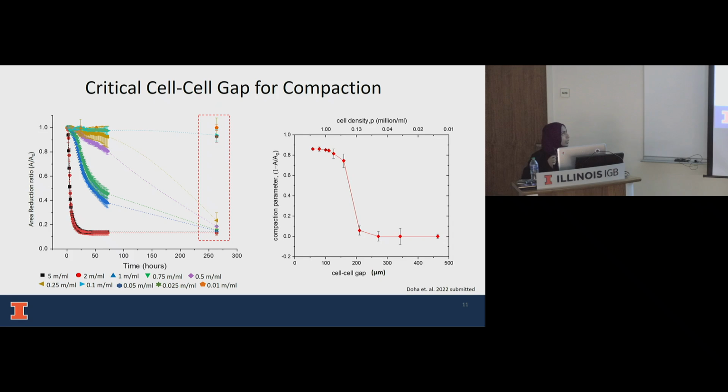And we plot this as a function of cell-to-cell distance, or cell-cell gap. You can see clearly that when the cell density is below 0.1 million per ml, there is a sharp drop in the amount of compaction, similar to the study I showed before. Also, similarly, the critical cell distance for our case is approximately 200 microns. So we could reproduce similar results as the study from Woese that I showed before.